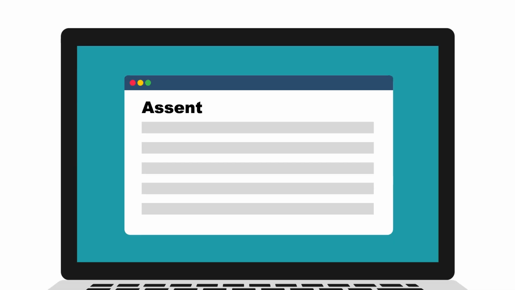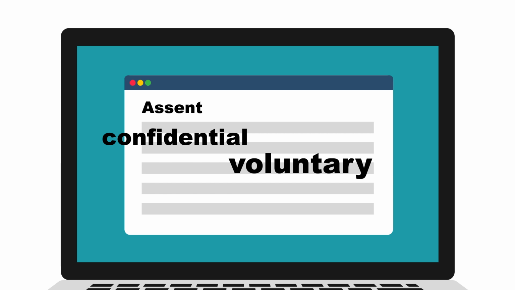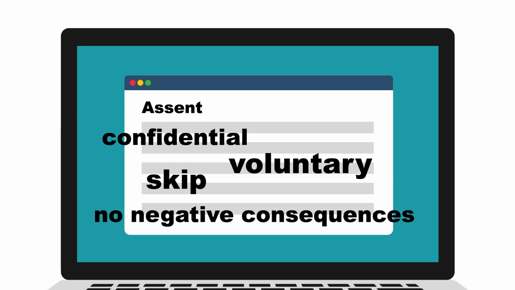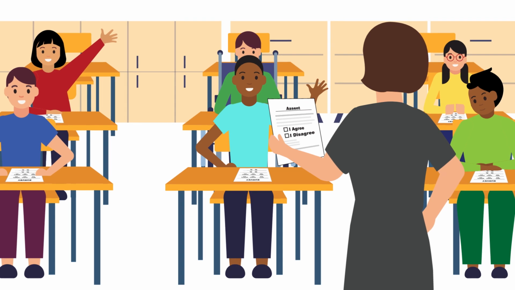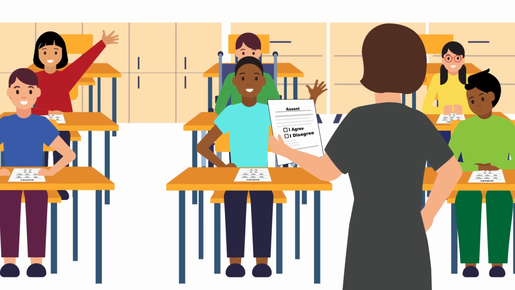The assent should clearly state all survey answers are confidential, participation is voluntary, youth can skip any questions that make them uncomfortable, and they can change their minds about participating at any time with no negative consequences. The assent should also describe any incentives for youth participating in the survey, such as a gift card. They can give their assent on the first page of the survey.